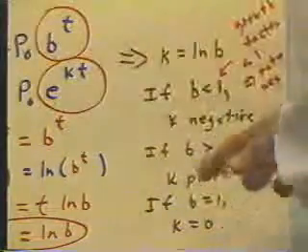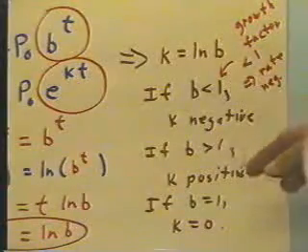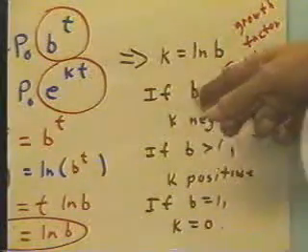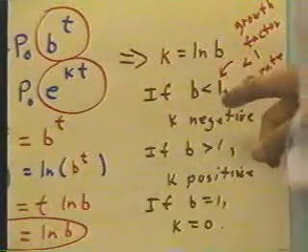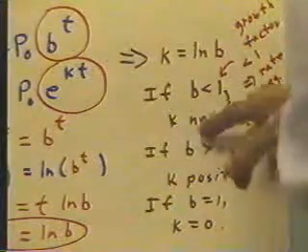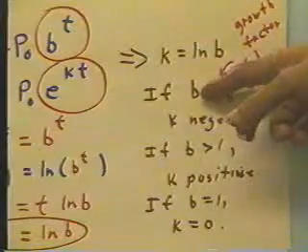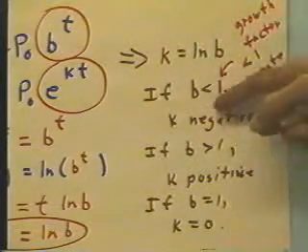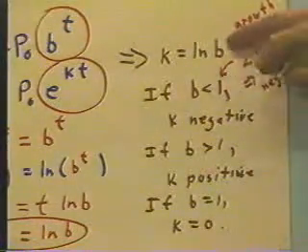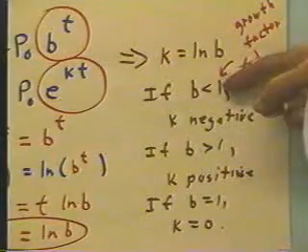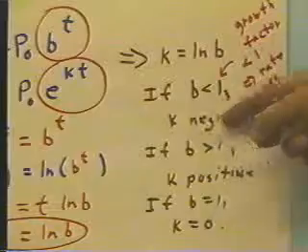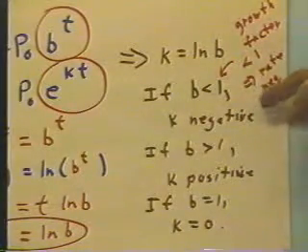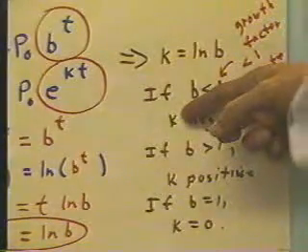in our calculations here. Now if b is less than 1, k is the natural log of b, and k as a result is going to be negative. Because remember, when we looked at the graph, we saw if a number is less than 1, it's got a negative natural log. So k is negative in this case. So in the case of exponential decay, our value of k is going to be negative.